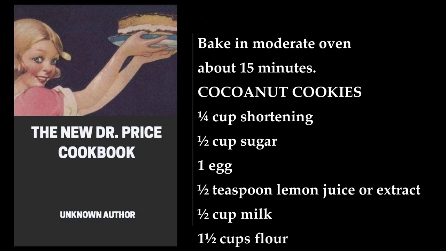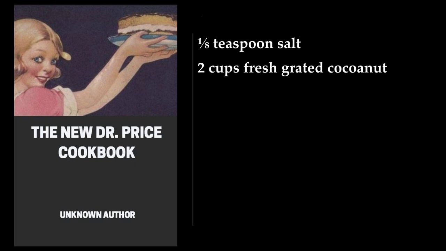Coconut cookies. 1/4 cup shortening. 1/2 cup sugar. 1 egg. 1/2 teaspoon lemon juice or extract. 1/2 cup milk. 1 1/2 cups flour. 3 teaspoons Price's baking powder. 1/8 teaspoon salt. 2 cups fresh grated coconut.